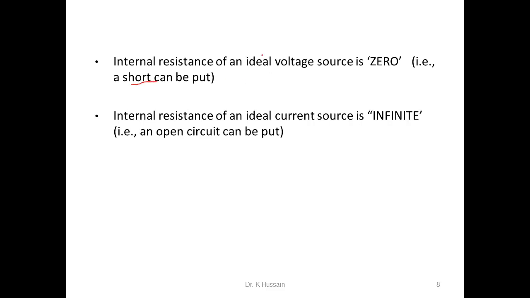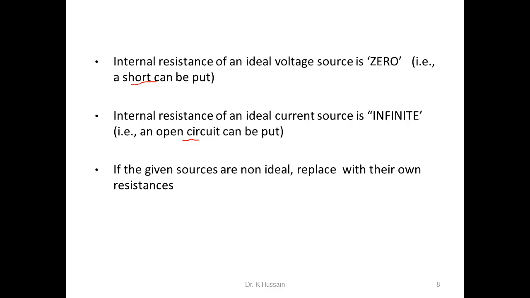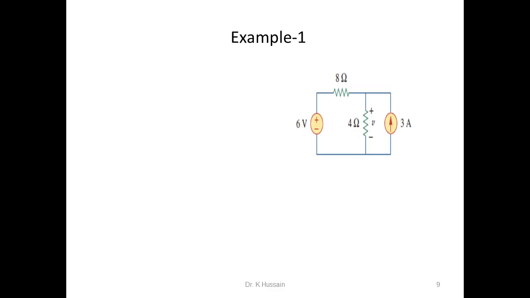If an ideal voltage source is there, we have to go for a short circuit. If it is a current source, we have to go for infinity, that means open circuit. If the given sources are non-ideal, replace them with their own resistances. Whatever internal resistance value they have, we keep the same value of that resistance.